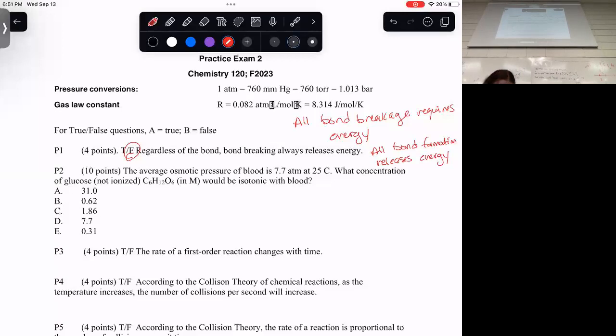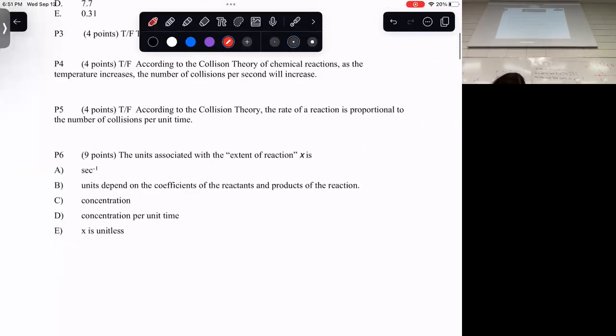Questions on 1? The units associated with the extent of the reaction is. Question 6. Yeah, x is a math concept, it's not real.